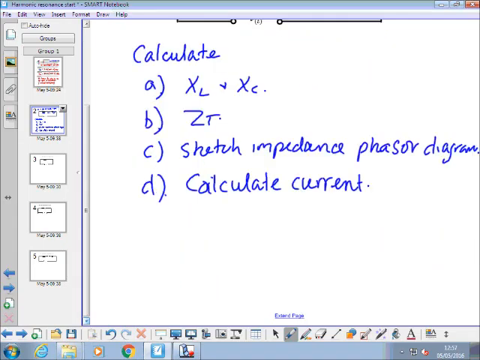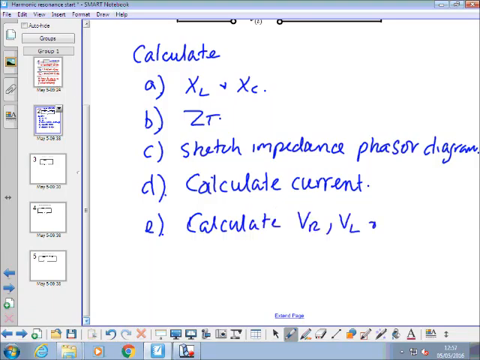Calculate the current. Calculate VR, VL, and VC, and prove Kirchhoff's voltage law.